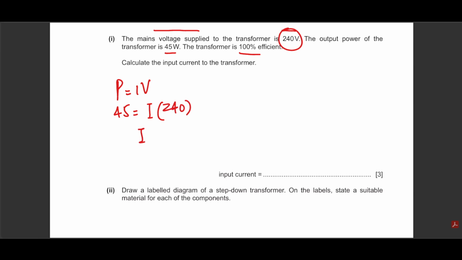So the current demanded from the supply, from the power supply company, will be given by P equals IV. This current will come out as 0.1875 amperes. Please don't forget about the unit. This will be 0.19 amperes.